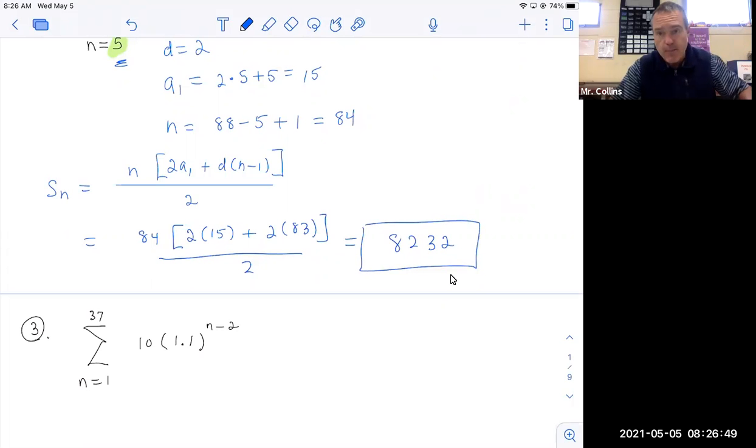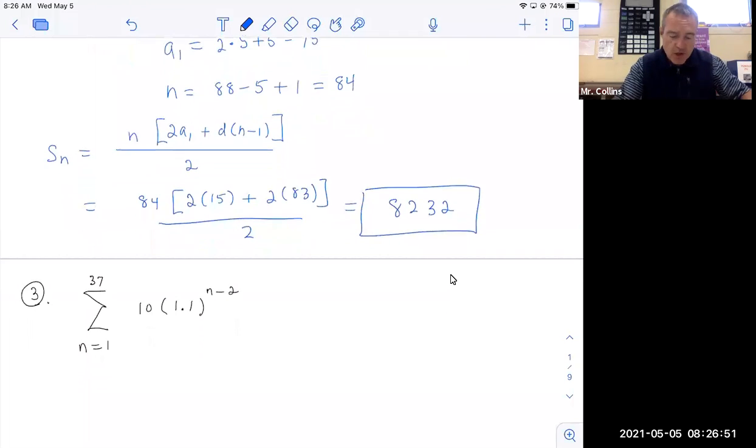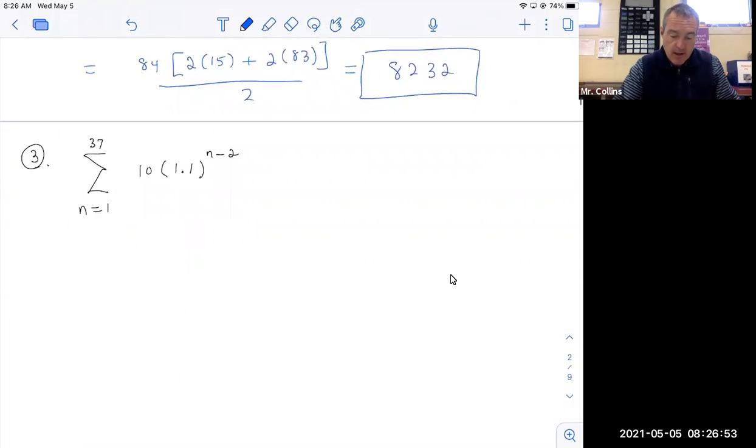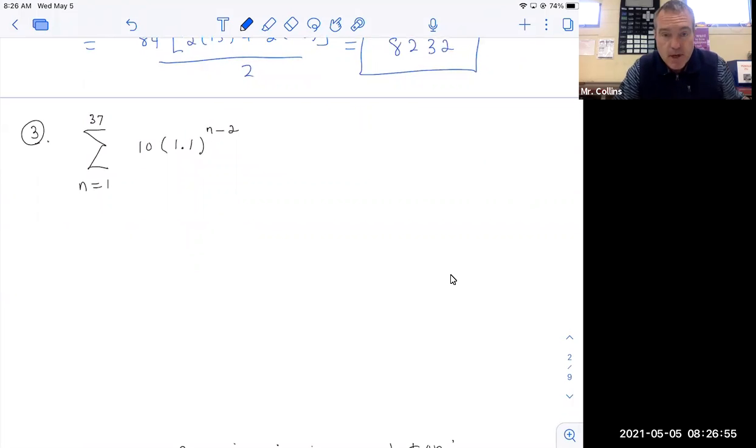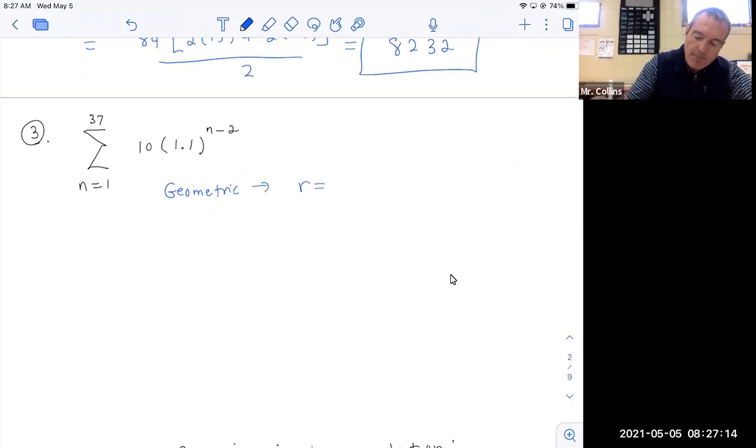Okay, that was a couple of arithmetic series. Let's just do one geometric series. Okay. Hey, what's the giveaway that this one, number 3, is geometric? First of all, everything's multiplied. You don't see a plus or minus, and it's exponential. It's raised to the power of n minus 2. If it's exponential, that implies geometric. And of course, geometric has a common ratio, which is just the base of the exponent. So it's 1.1.